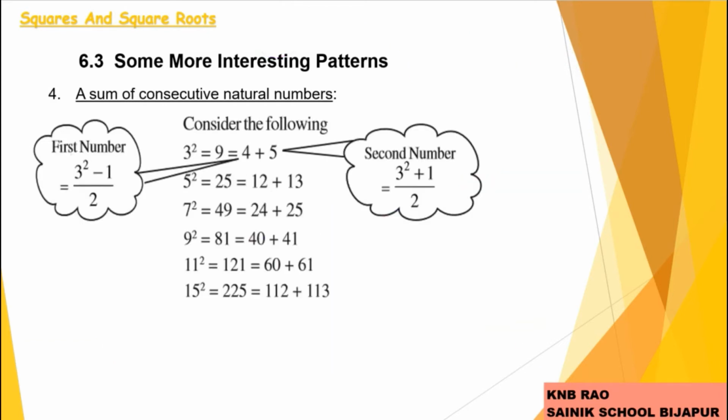So continuing from this, we will now have the fourth pattern. This fourth pattern is the sum of consecutive natural numbers. Sum of any two consecutive natural numbers.